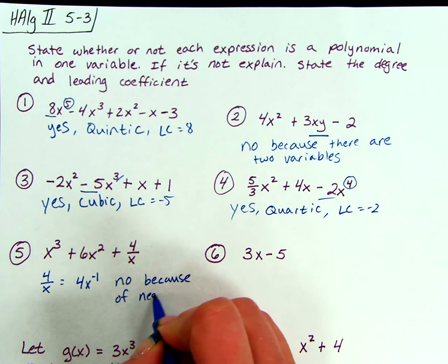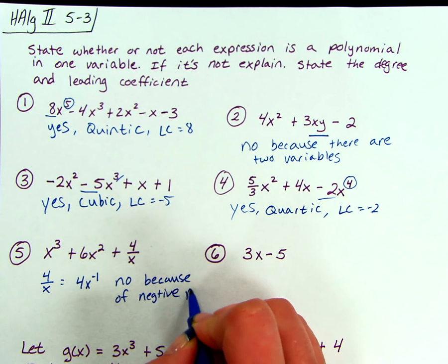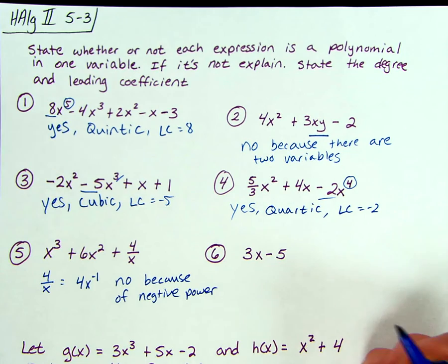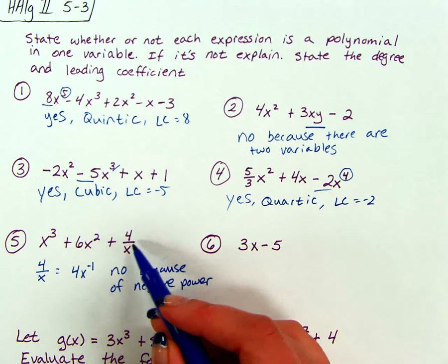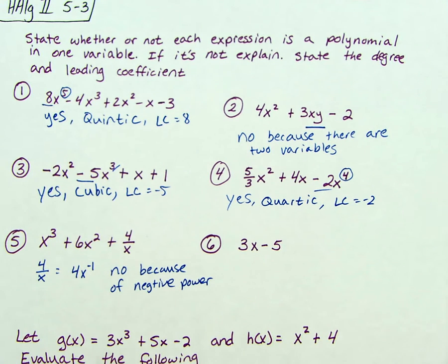of negative power. Okay, so it's not a polynomial function because we have a variable in the denominator. So anytime that happens, we assume that this is going to have a negative exponent with it. It is no longer a polynomial in one variable.